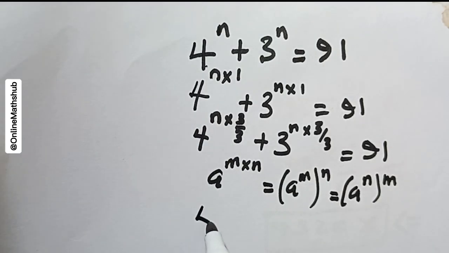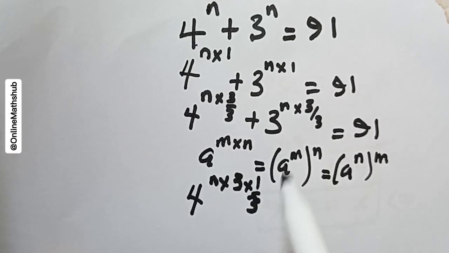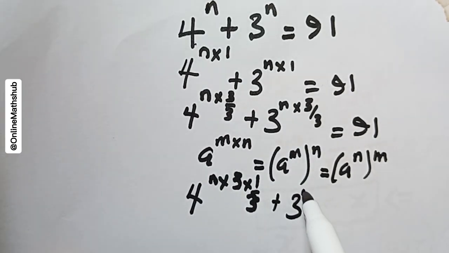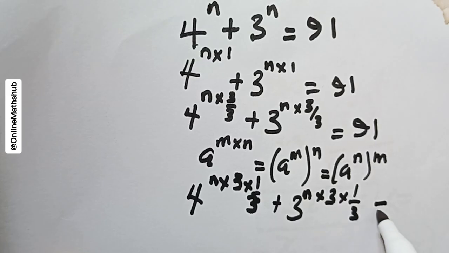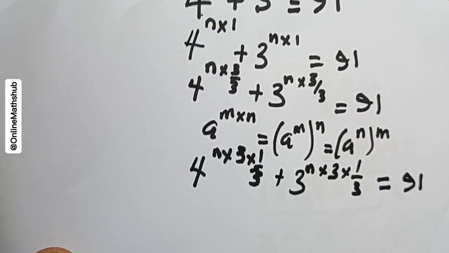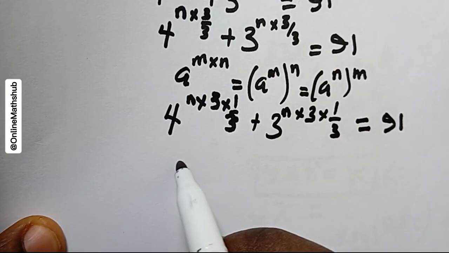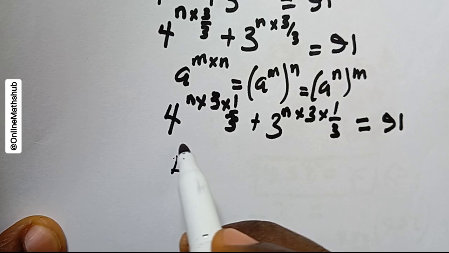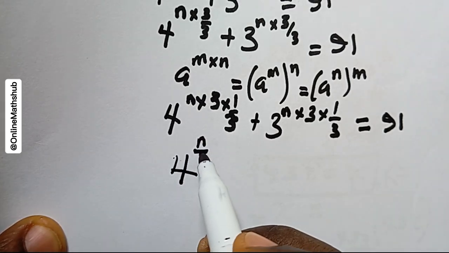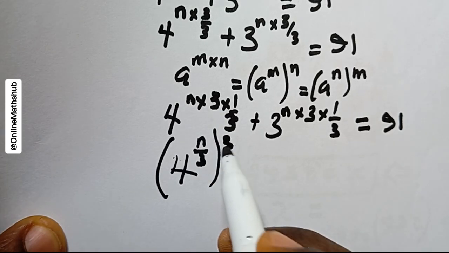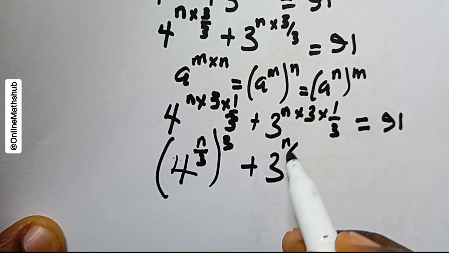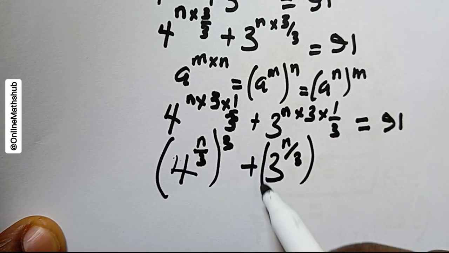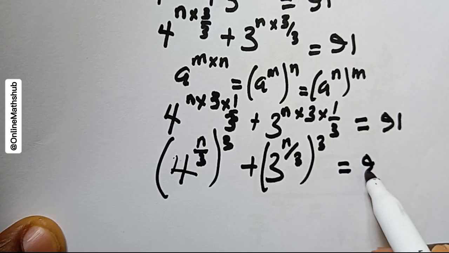If I do that, I'm actually going to be writing this as 4 power n and then multiply by, I can actually write this 3 over n as 3 multiplied by 1 over 3, and then I can also do the same here. So this is 3 power n multiplied by 3 and then multiplied by 1 over 3. Okay, and this is still equal to 91. So moving on from here, I can then apply this rule. So I'm going to be writing this as 4 power n divided by this 3 over here, all raised to power 3, plus 3 power n divided by this 3, all raised to power 3, and this will still be equal to 91.